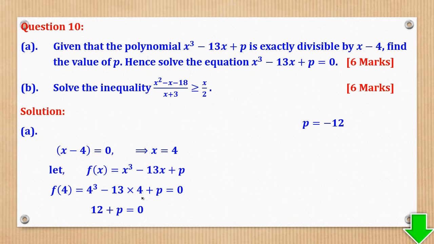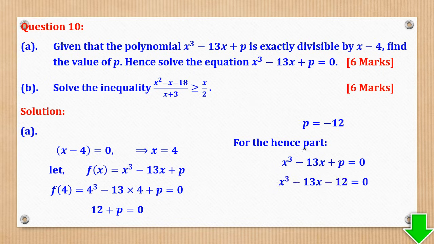Simplify, I'll come up with the value of p as negative 12. Now when I put negative 12 here, I'll be able to get an equation in this form. When I get that equation, I know the value of p is negative 12, so I'll come up with this as the equation. And they've told us to solve the equation. The good thing, I already know one of the roots. So what I need is to get the other two roots.